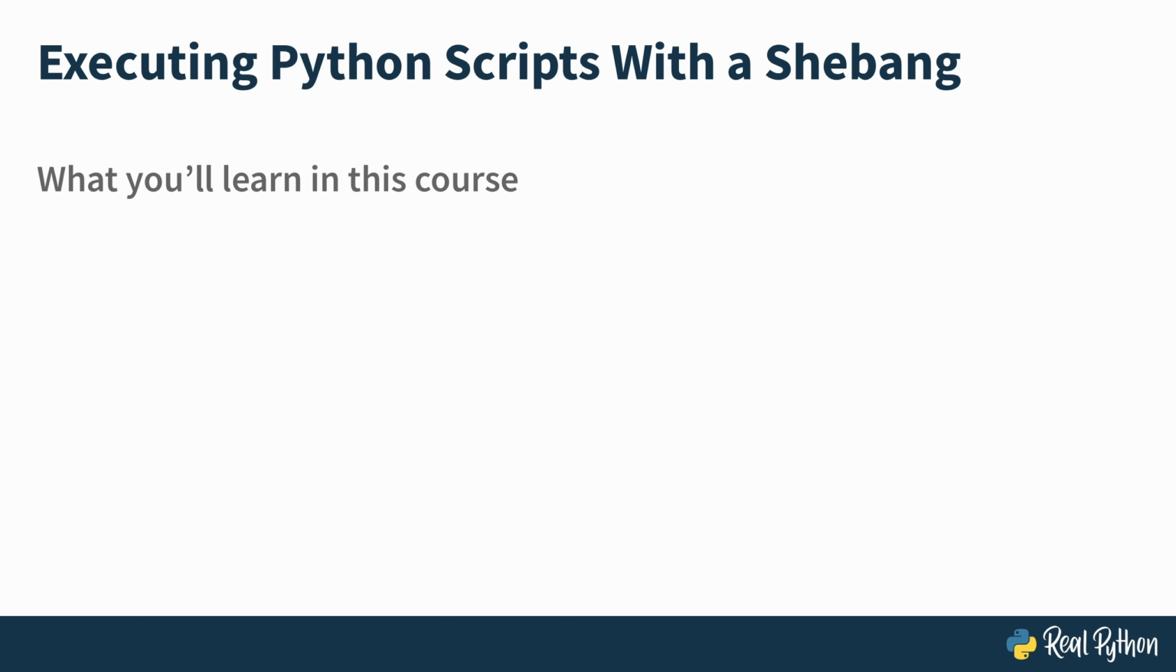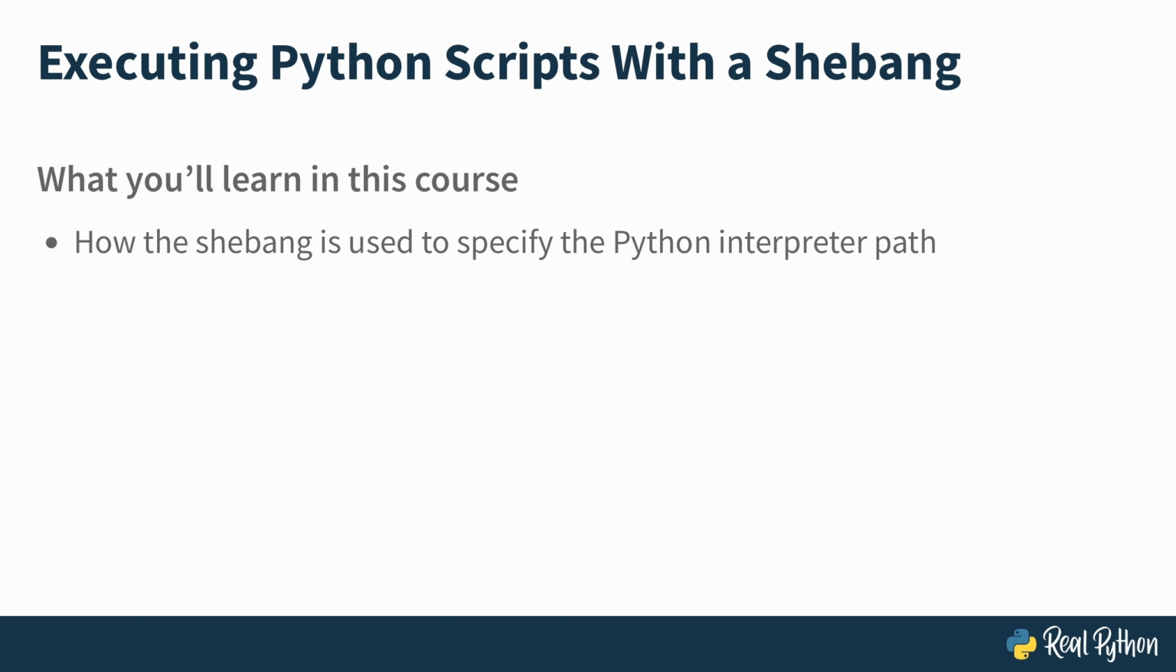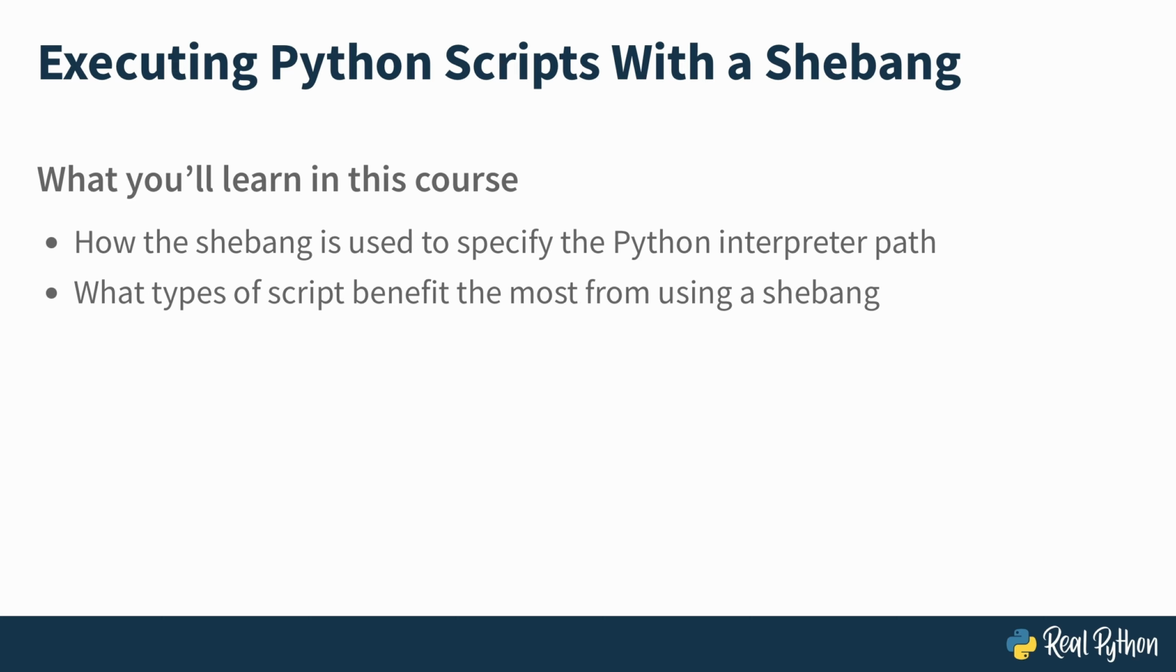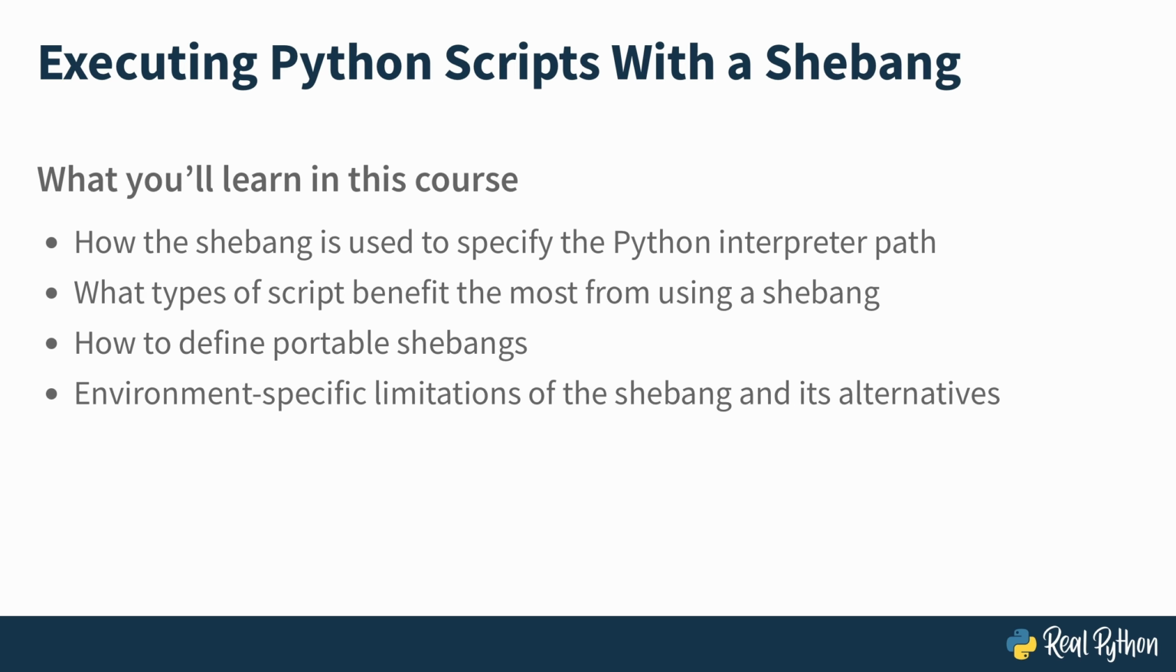By the end of this course, you'll understand how the shebang is used to specify the Python interpreter path for executing scripts, what types of scripts benefit the most from using a shebang, how to define portable shebangs, environment-specific limitations of the shebang and its alternatives, and best practices when using the shebang. So the next time you see the shebang in a script, you'll understand its purpose, and not just that, you'll start to use it well yourself.